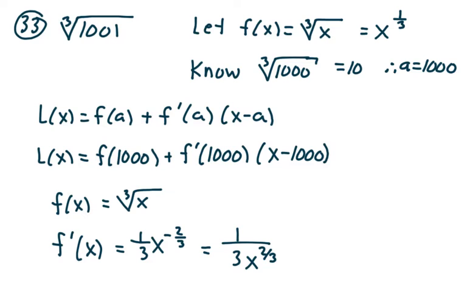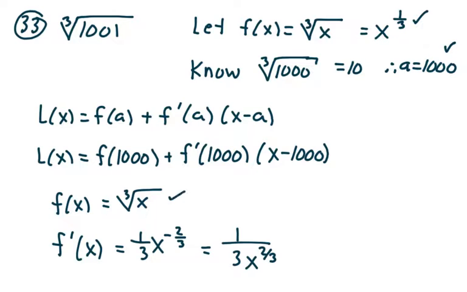If we take a look at 33, we want to approximate the cube root of 1001. And so the function we're dealing with, we're going to let f of x equal cube root of x, which is equal to x to the 1/3. Now, I happen to know that the cube root of 1000 is equal to 10. And so that tells me a equals 1000. L of x is equal to f of a plus f prime of a times x minus a. And so L of x is f of 1000 plus f prime of 1000 times x minus 1000. So I just replaced a with 1000.